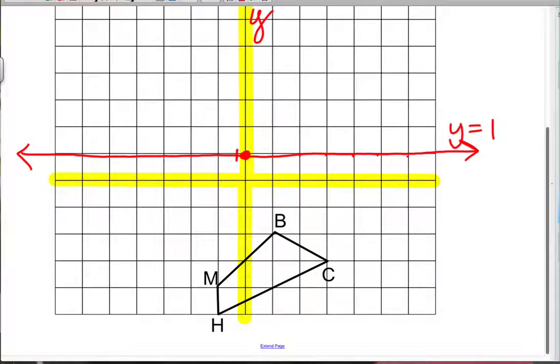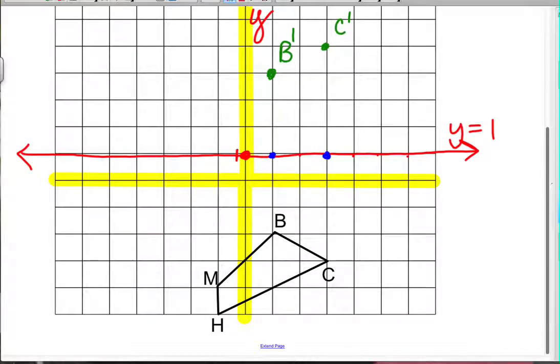Since I've already plotted the original figure, let's look at B. How far is B from that mark right there? It is down 1, 2, 3. So you're going to go up 1, 2, 3 from the red line. 1, 2, 3. This is B prime. How about C? Well, from the red line, C is down 1, 2, 3, 4. So now you're going to make C go up 4 from the red line. 1, 2, 3, 4. Here you go. C prime.